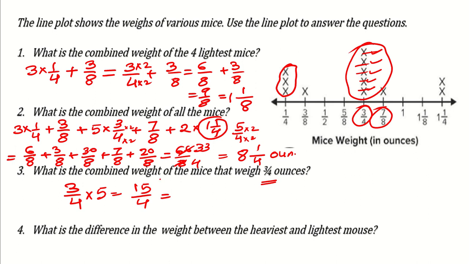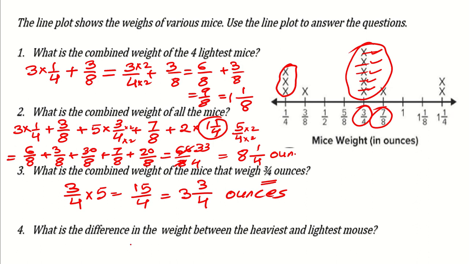So you will write it as a mixed fraction. 4 times 3 is 12, and then 3 left over, so 3 over 4 ounces. Now the last question will be, what is the difference in the weight between the heaviest and lightest mouse?